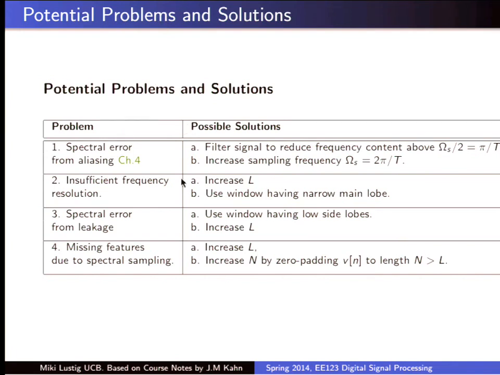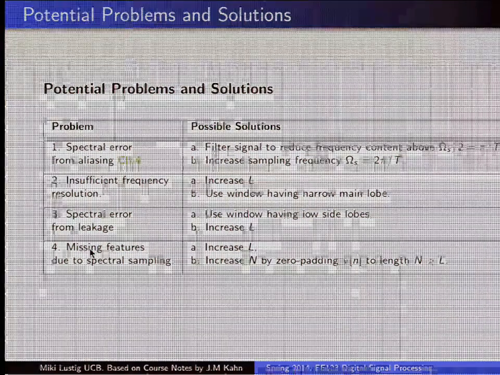So here are some problems and solutions. I don't want to spend too much time on this, but I put them in the slides. It's really nice for debugging. If you don't have enough frequency resolution, you need to increase L, the size of the window, to get better frequency resolution, at the trade-off of time resolution if the signal is not stationary, if it changes over time like most signals do. For spectral errors from leakage, you can use windows that have better side lobes or, again, a bigger L. And so on and so forth.